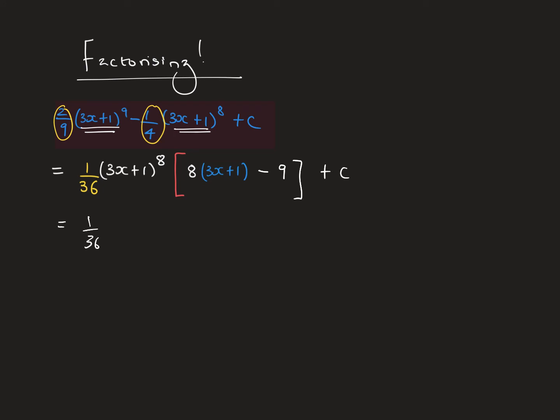And then I just simplify the contents of the large square bracket, which simplifies to give me 24x minus 1, and then plus c at the end. And here is the factorised format of our answer.